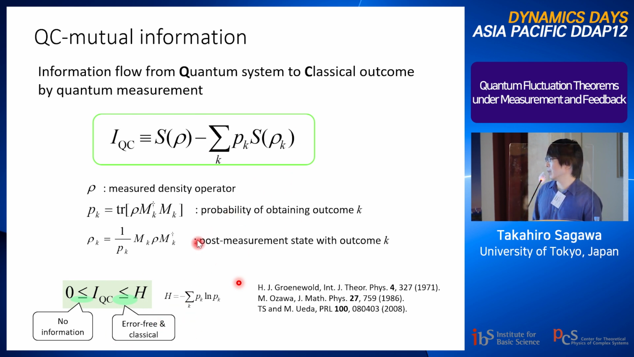So this MK is the measurement operator or the Kraus operator, and this is the post-measurement state with outcome K, and PK is the probability of obtaining outcome K. And the QC mutual information satisfies these two inequalities, and the upper bound is given by the Shannon information of the measurement outcome. And the equality here is achieved if the measurement is error-free and classical. Error-free means the measurement operator is given by the projection operator, and classical means that the projection operator commutes with the measured density operator.